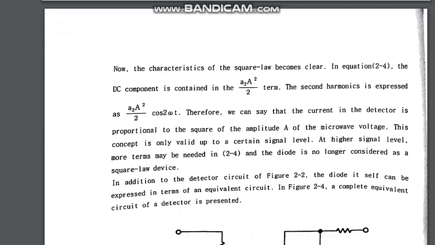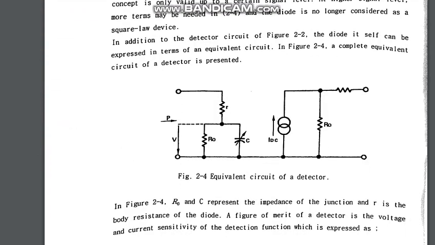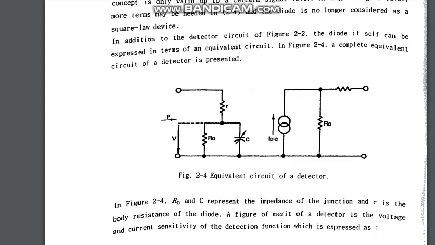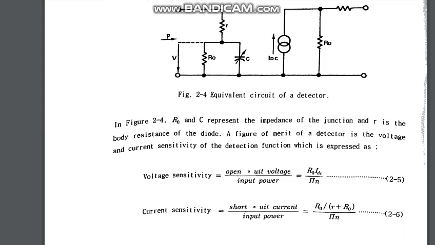So now, going on to the next part, in addition to the detector circuit, this is the equivalent circuit of a detector. As we use in the detector circuit the low pass section, that's a diode, and the high pass section of the filtering. So that is one of the equivalent circuits of detectors. R naught and C represent the impedance of the junction, and R is the body resistance of the diode.